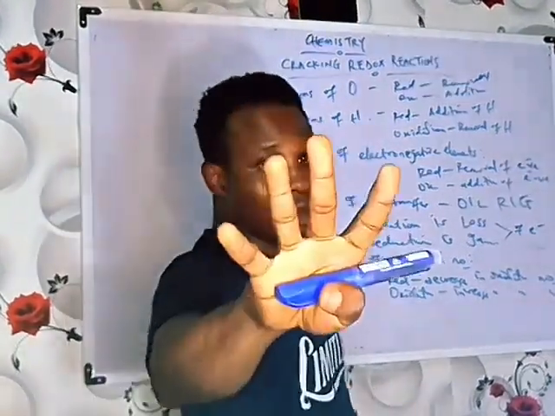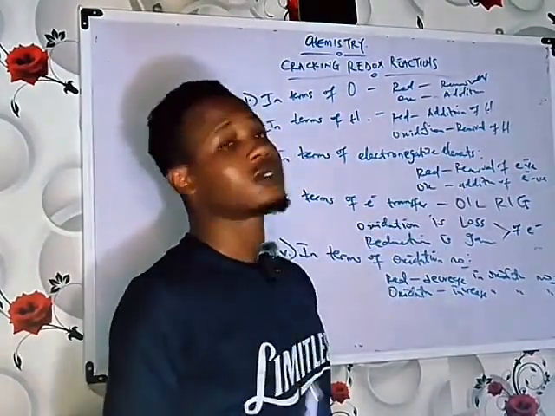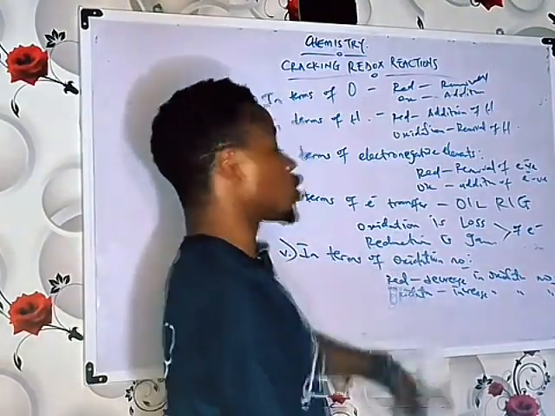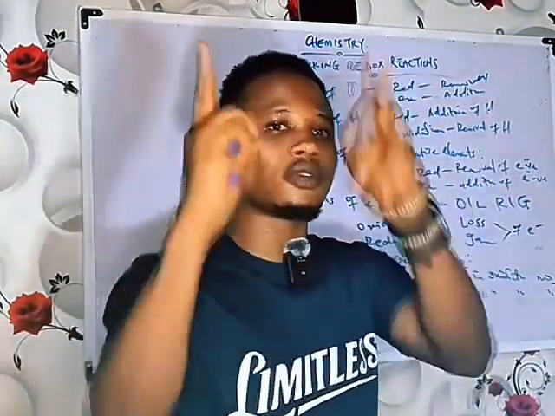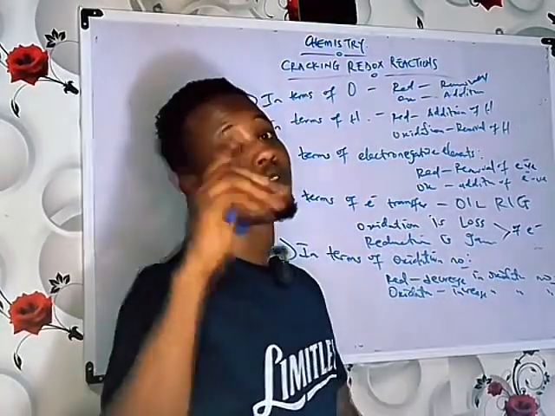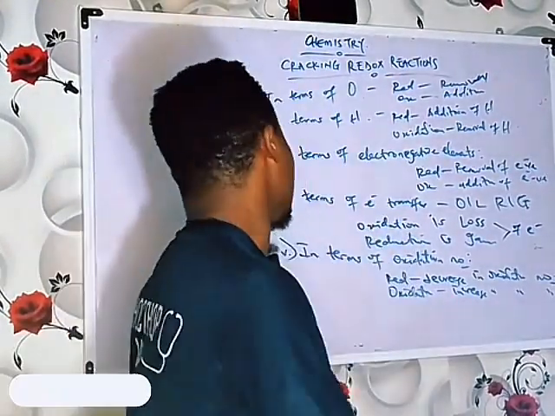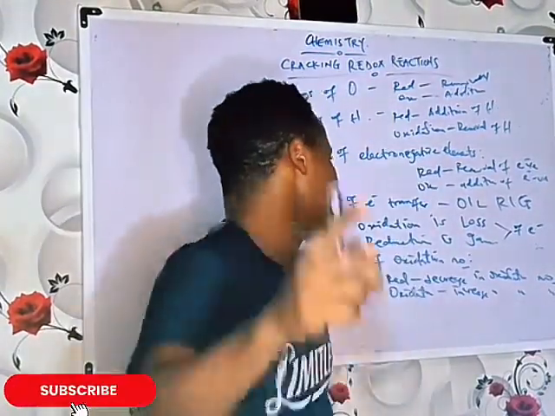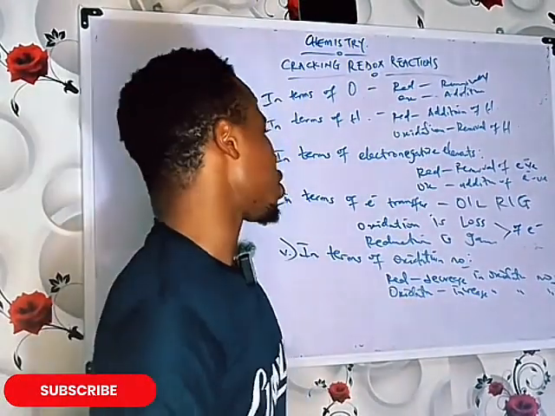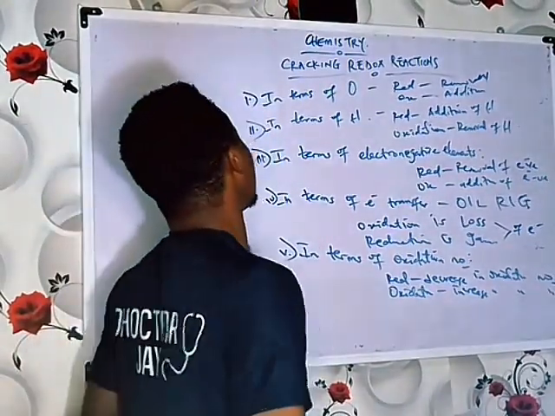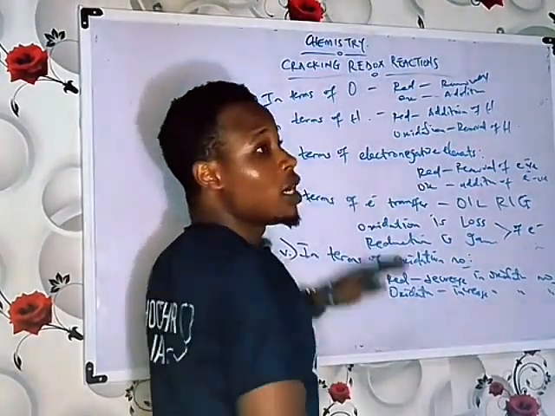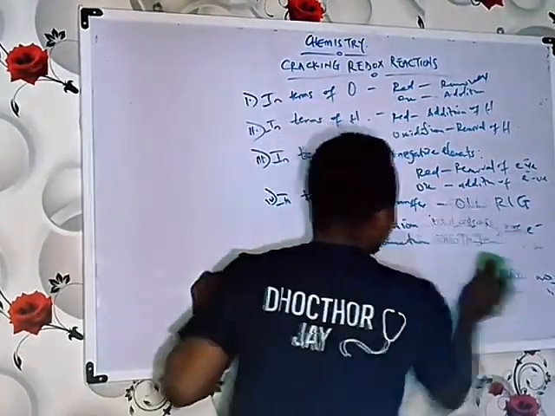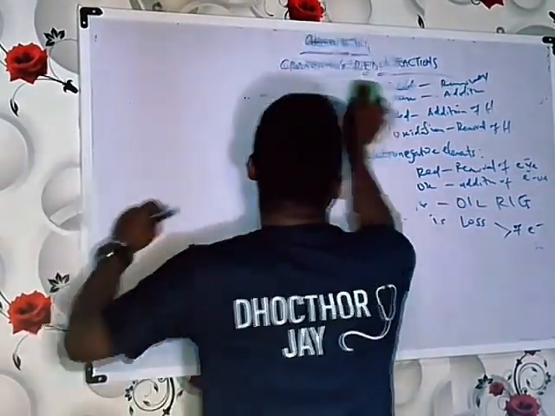Okay, what's the fourth one? In terms of electron transfer, we have OIL RIG. Don't forget, which means what? Oxidation is loss of electron and reduction is gain of electron. And the last one, number 5, is in terms of oxidation number. Reduction means you're decreasing the oxidation number, and oxidation is increase in oxidation number. All right. I believe all of that is clear. If you're trying to see if you remember them, pause the video, try to see if you can define these 5 terms without checking the video. Do that until you can actively recall all of that.